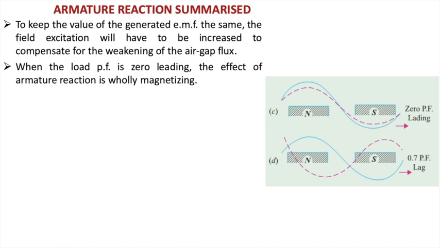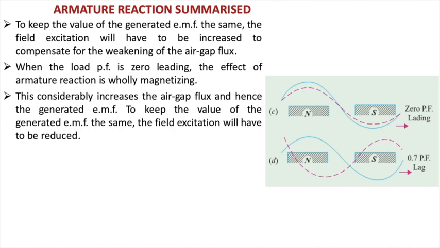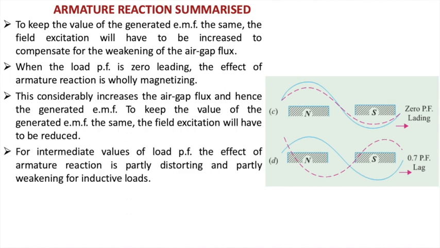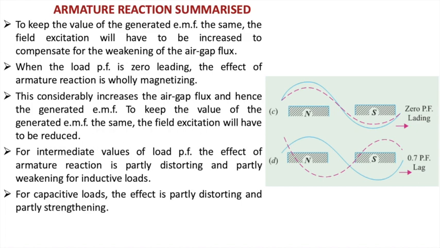So, when the load power factor is 0 leading, the effect of the armature reaction is wholly magnetizing, so considerably increasing the air gap flux and therefore the generated EMF. So to keep the value of the generated EMF the same, the field excitation will have to be reduced, just opposite of the inductive load. So for intermediate values of the load power factor, the effect of the armature reaction will be partly distorting and partly weakening for inductive loads, because for capacitive loads the effect is partly distorting and partly strengthening. But practically we have inductive loads for practical generators.